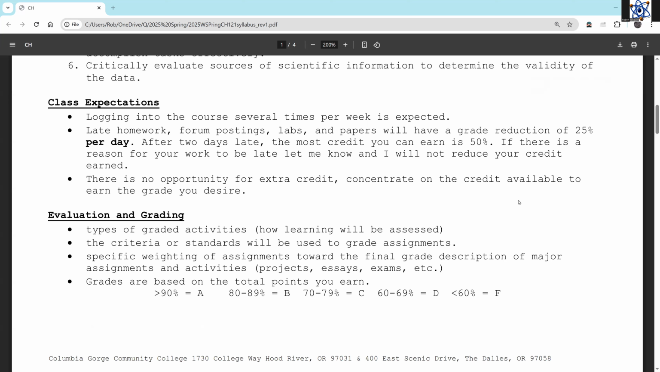Anything that's late, I'm going to downgrade you because I need it to be on time. I don't want you guys to be working on this week 10 and trying to do an entire 11-week class in a week or so. There isn't any extra credit. Just work on the credit. You don't need extra credit. Just do what you do.